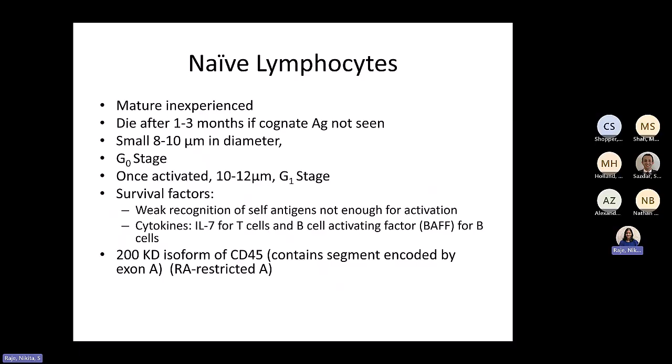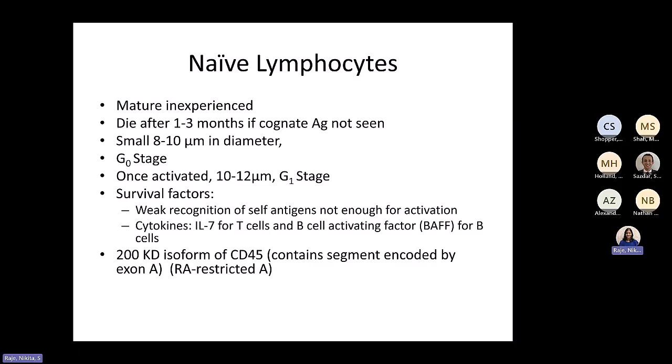These lymphocytes need some motivation to stay alive. So they need survival factors that are important. And typically, that is provided to them by self-antigens that can just about keep them alive but not make them activated. The other way to keep them alive is having cytokines or survival factors around. For T cells, that cytokine survival factor is provided by IL-7, and for B cells, that is provided by B cell activating factor called BAFF.